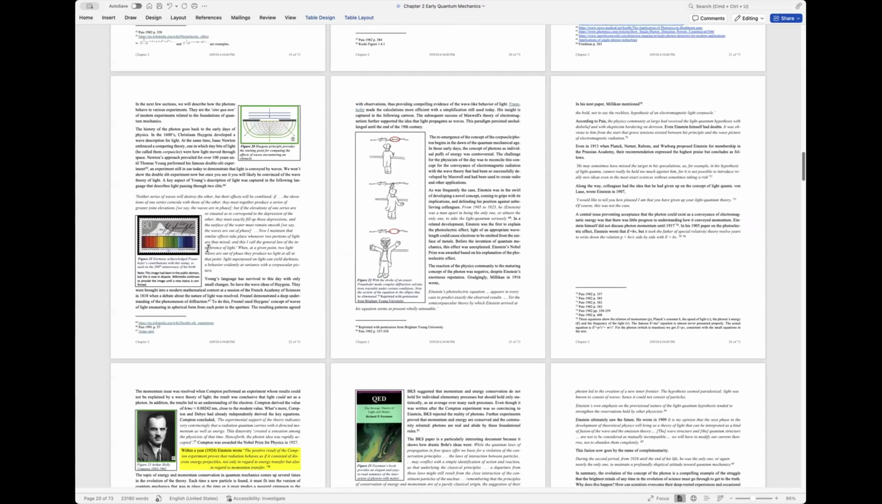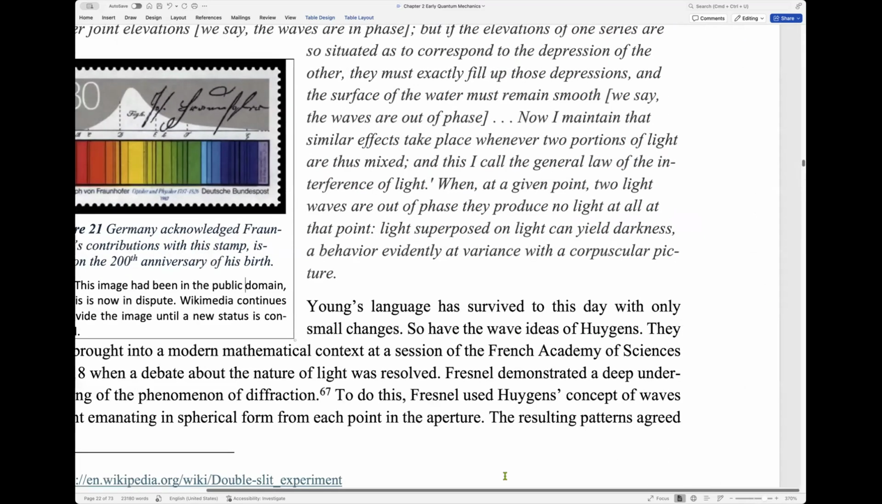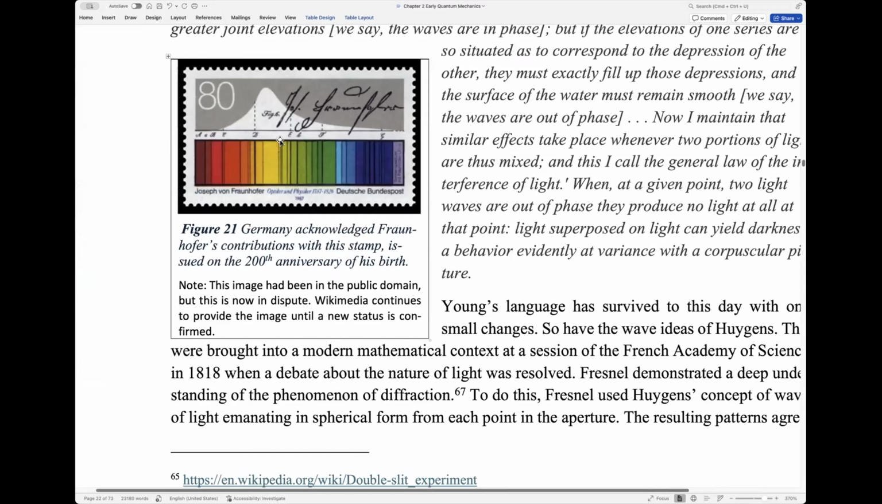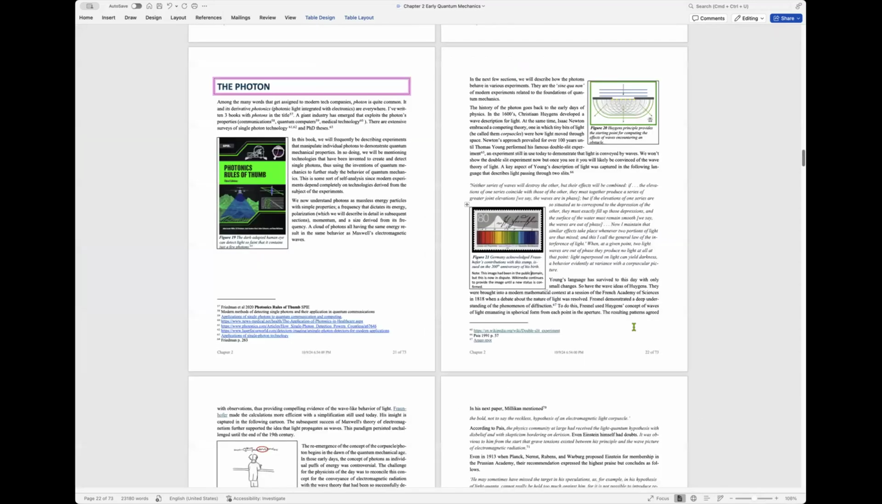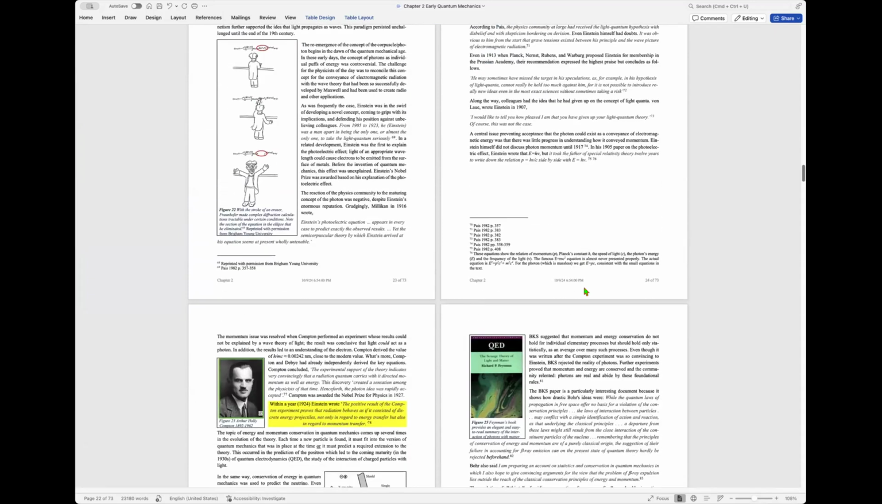So by the early 1900s, concepts of descriptive science existed. And in fact, it was in the public domain. Here's a stamp where Germany acknowledged Fraunhofer was the first to see the absorption lines in the solar spectrum. And this is a stamp in his honor. You can read this at your leisure.